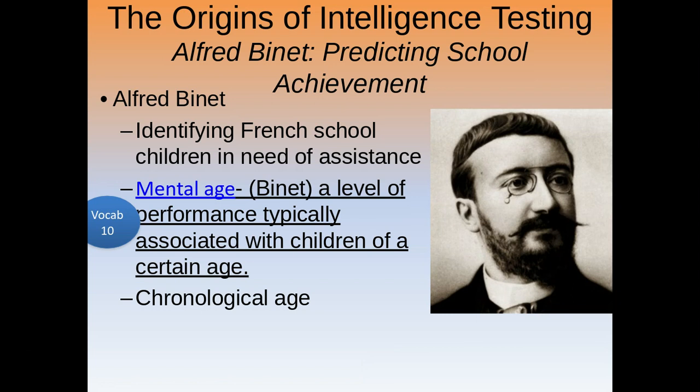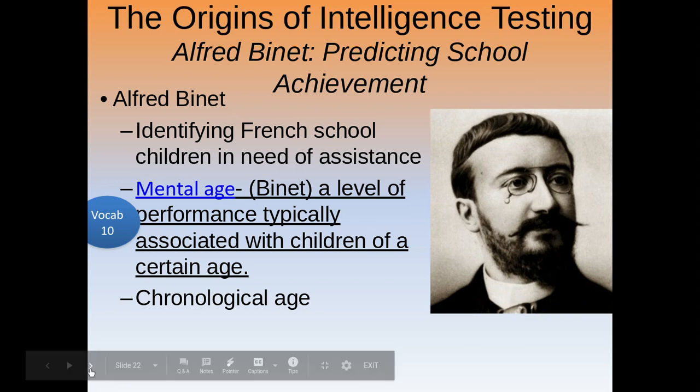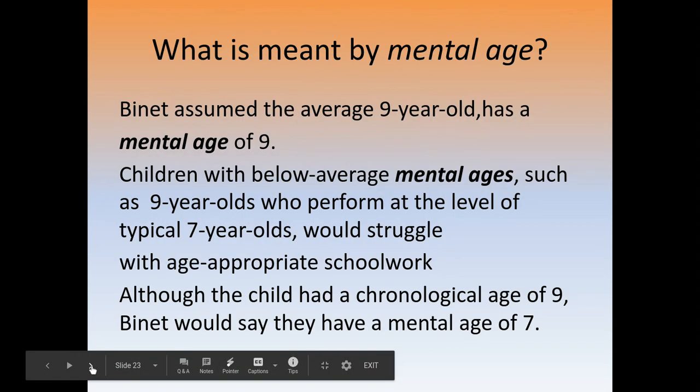And if you are 10 and you are performing like a typical 10-year-old cognitively, intellectually, then it all matches up. And you're going to have this average IQ score, which tends to be 100. Okay, so what is meant by mental age?